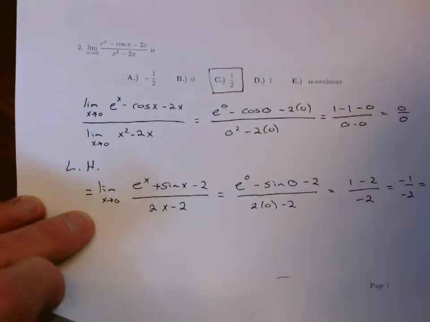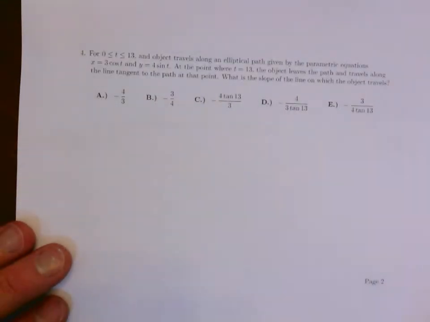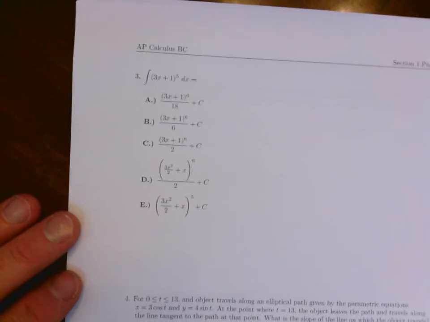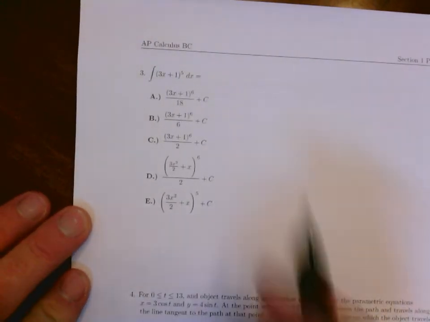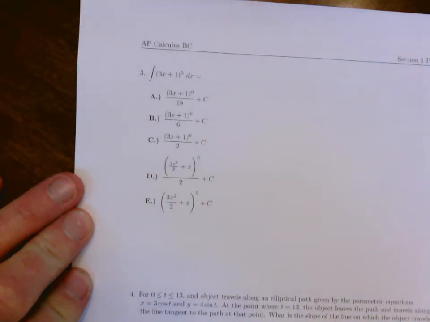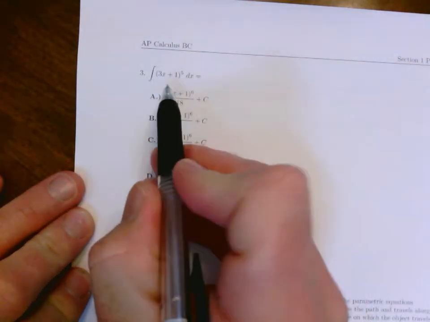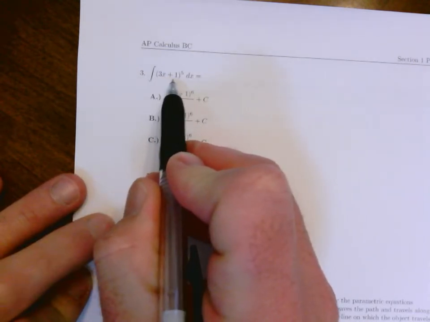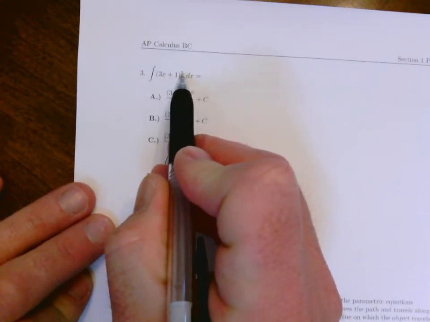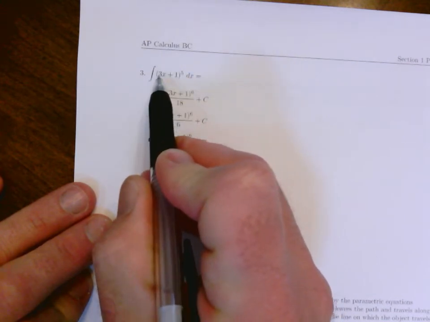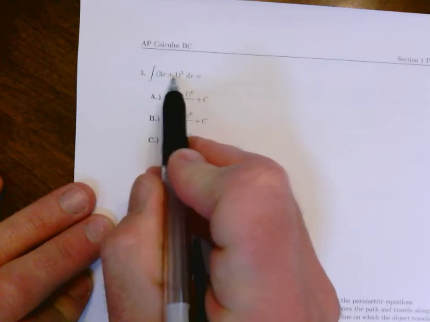Okay, next question, next page. So we go right here. Now we're evaluating the integral of (3x plus 1) to the 5th power. You notice that this is really just a power rule. The derivative of the inside is just a constant, so I can just treat it as such. So you just have to raise the power by 1 here, divide by it, and then also divide through by the derivative of 3x plus 1.